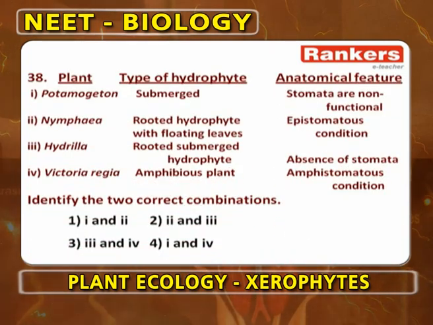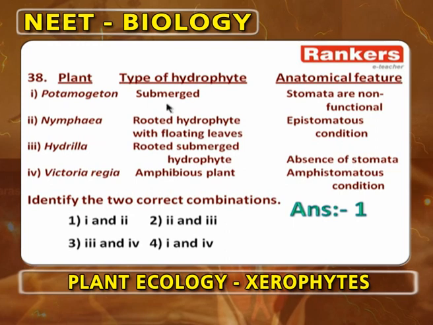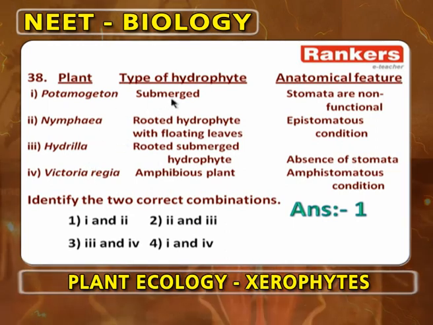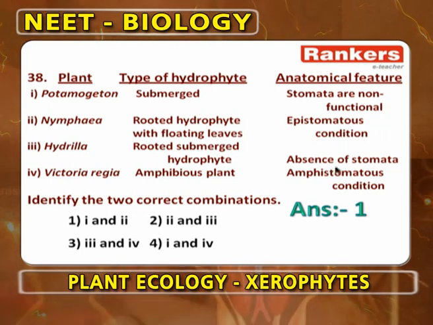Third option. Now, again coming to another 3 column tabular form. Potamogeton, Nymphaea, Hydrilla, Victoria regia. Submerged plant, rooted hydrophyte with floating leaves. Rooted submerged hydrophyte and amphibious plant. Stomata are non-functional, epistomatous condition. Absence of stomata, amphistomatous condition.